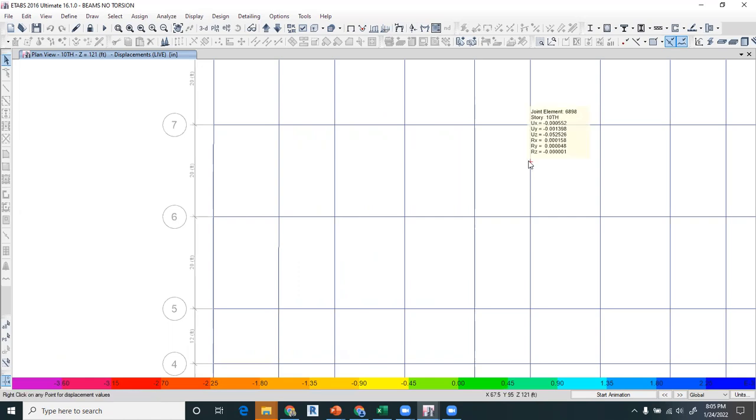The deflection value in UZ is minus 0.05 inches. Because it is in inches, you can see the displacement live in inches at the top. For the 20 feet at the mid it is 0.054, and here it is 0.02. So we will take 0.04.